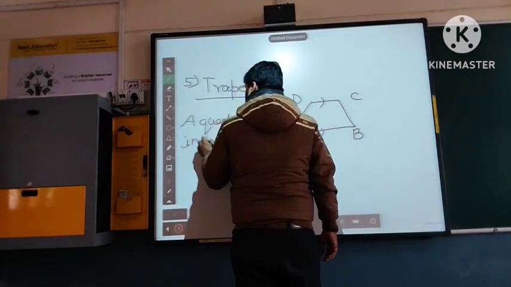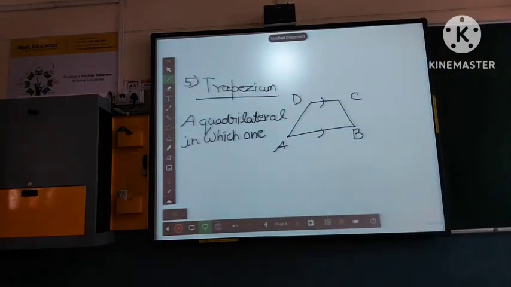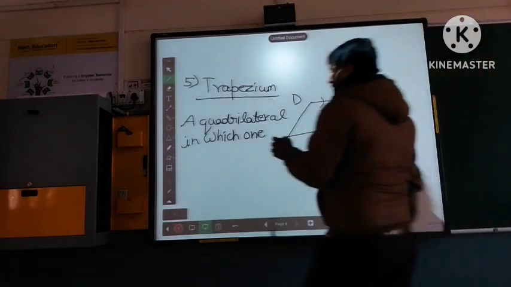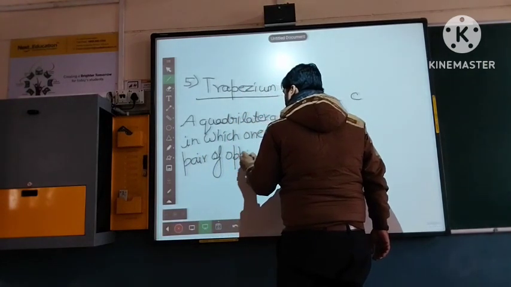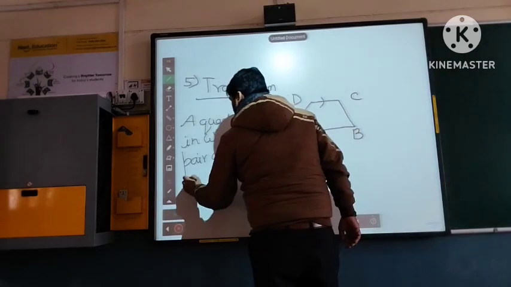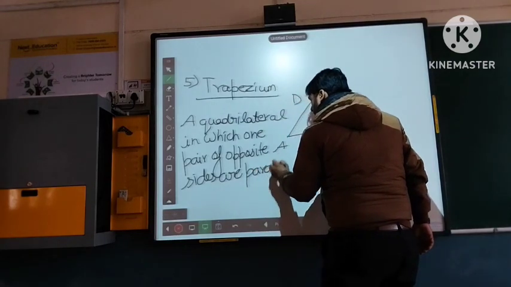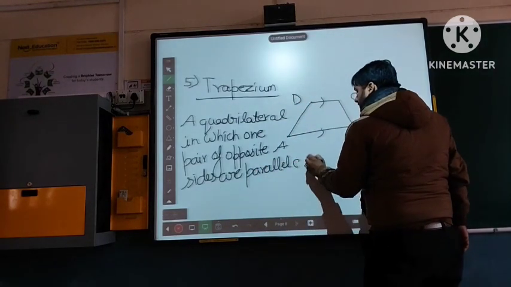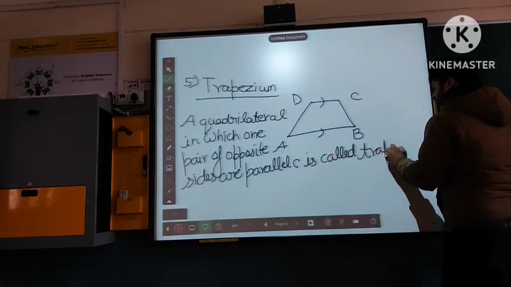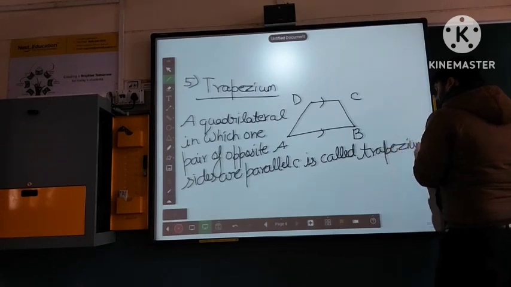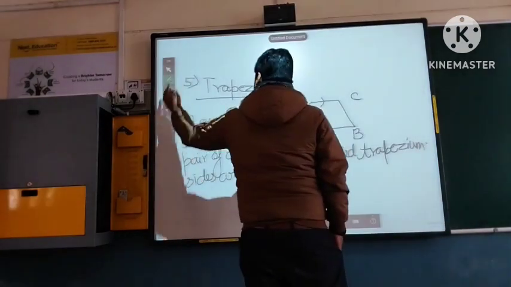A quadrilateral in which one pair of sides are parallel is called a trapezium. So a trapezium is a type of quadrilateral in which one pair of opposite sides are parallel.